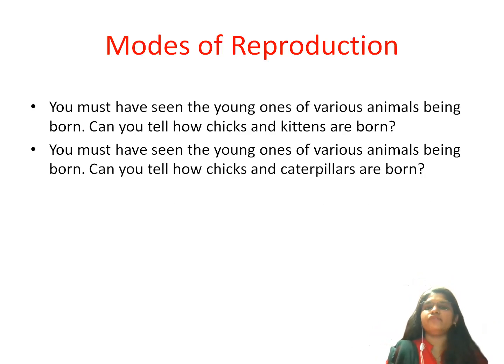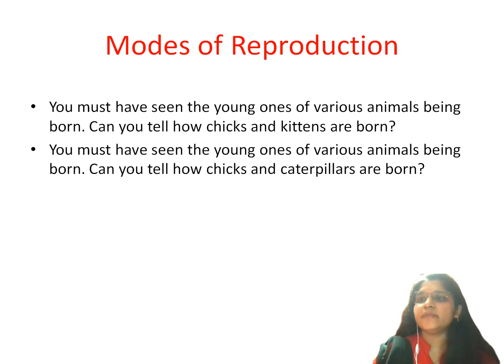Now we'll see the mode of reproduction. We already know there are two types, asexual and sexual reproduction. Here we will see the young ones. There are various animals that produce young ones, for example chicks from a hen, kittens from a cat. Whatever young ones are produced, they are named differently. You must have seen the young ones of various animals being born.